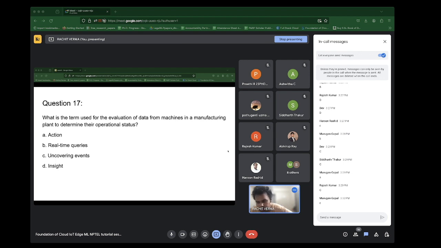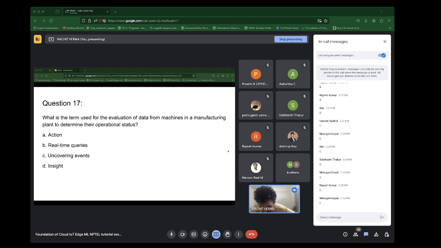What is the term used for the evaluation of data from machines in a manufacturing plant to determine their operational status? We have just looked at this: insight. Right. This is the previous question restated in a different manner. Is it A, action, B, real-time queries, C, uncovering events, or D, insight? The answer is D, insight.